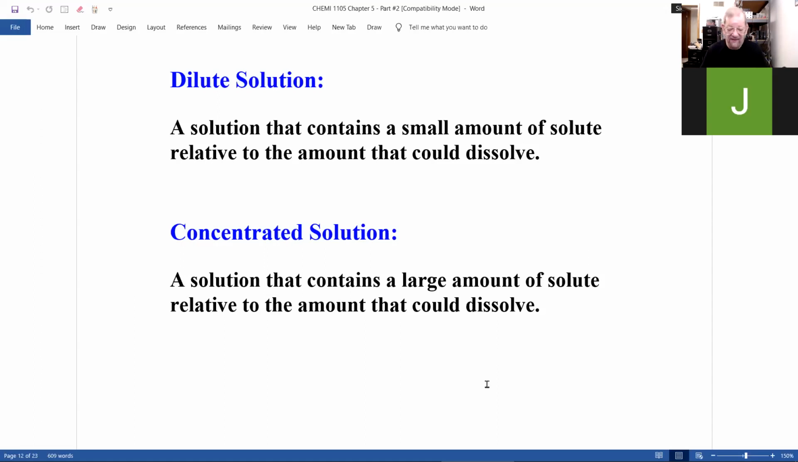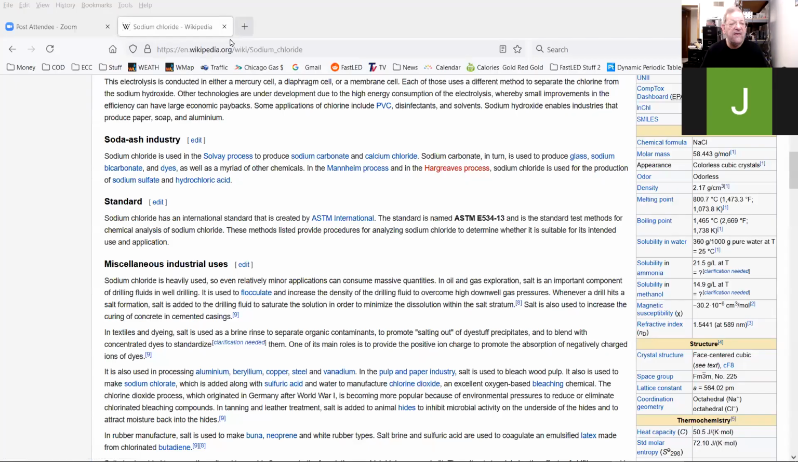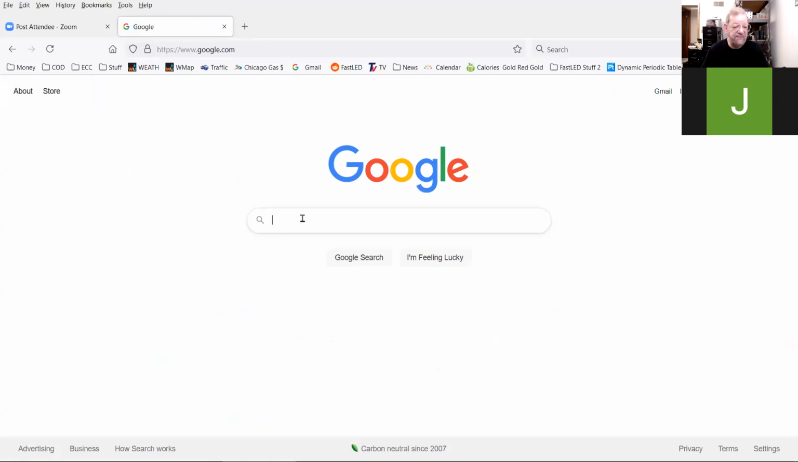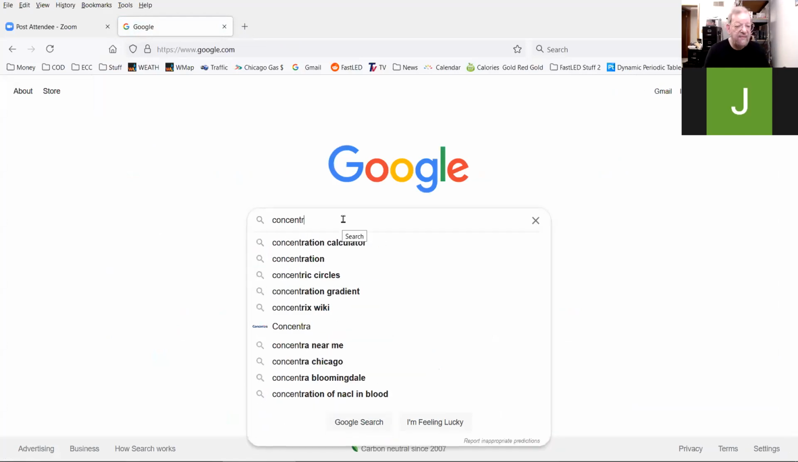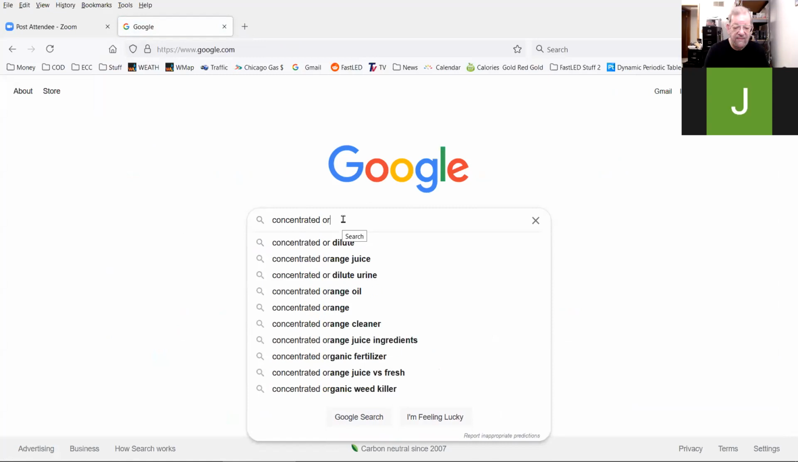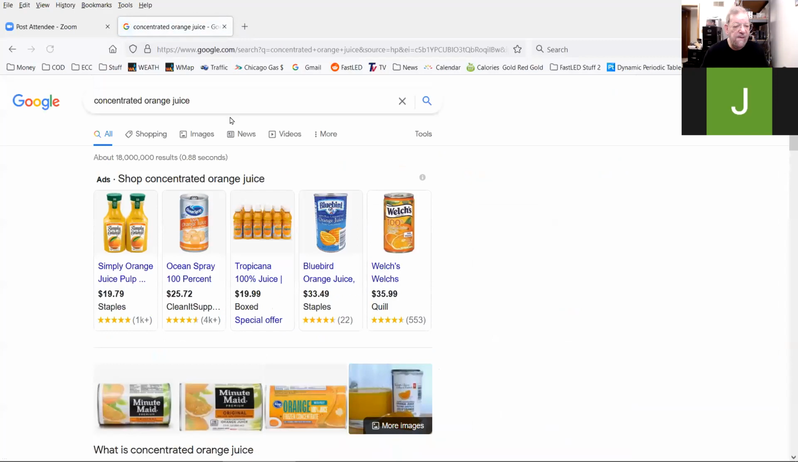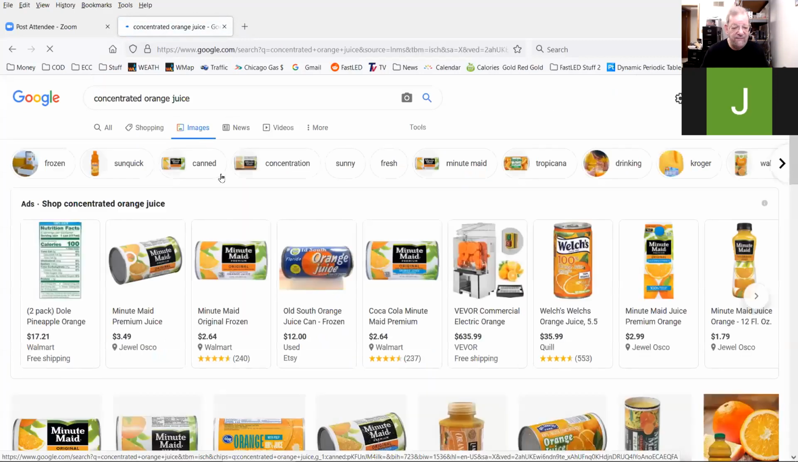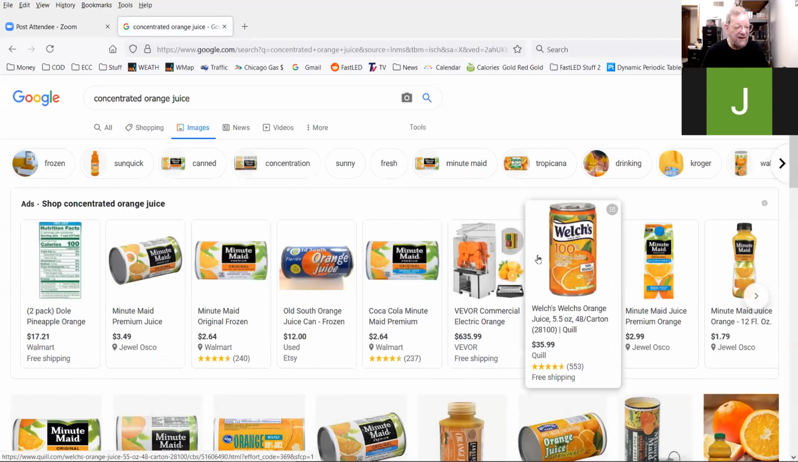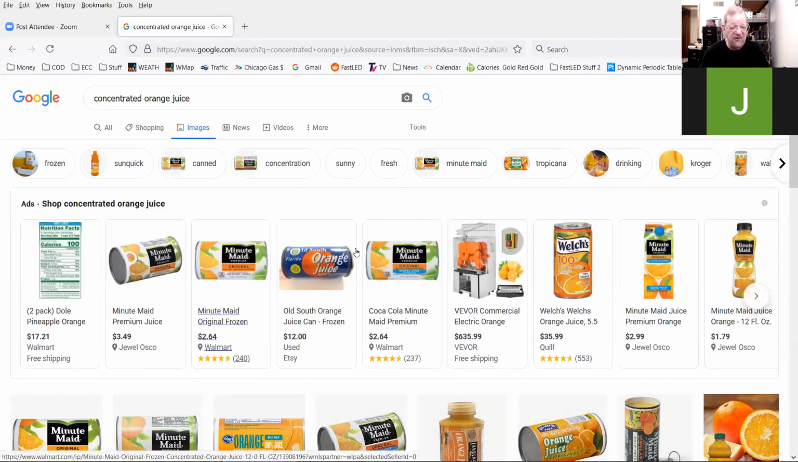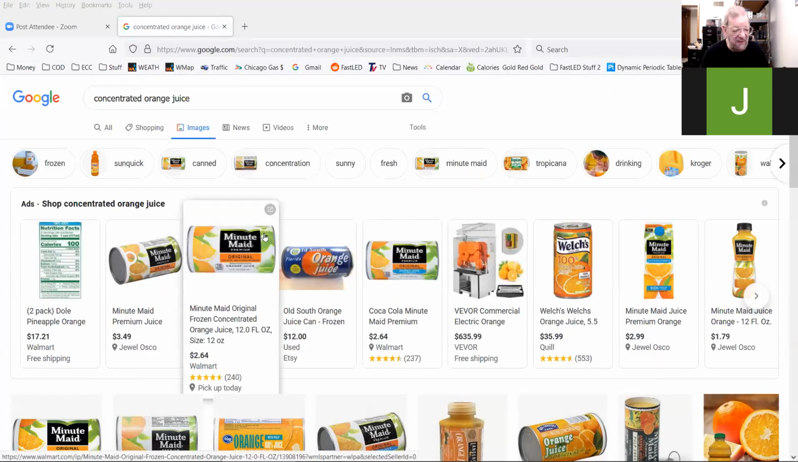And concentrated has found its way for many years into our language. I don't get any kickbacks, but everybody see on your screen, let me make sure you're seeing it. Yes, you should. Like Minute Maid original frozen concentrate.